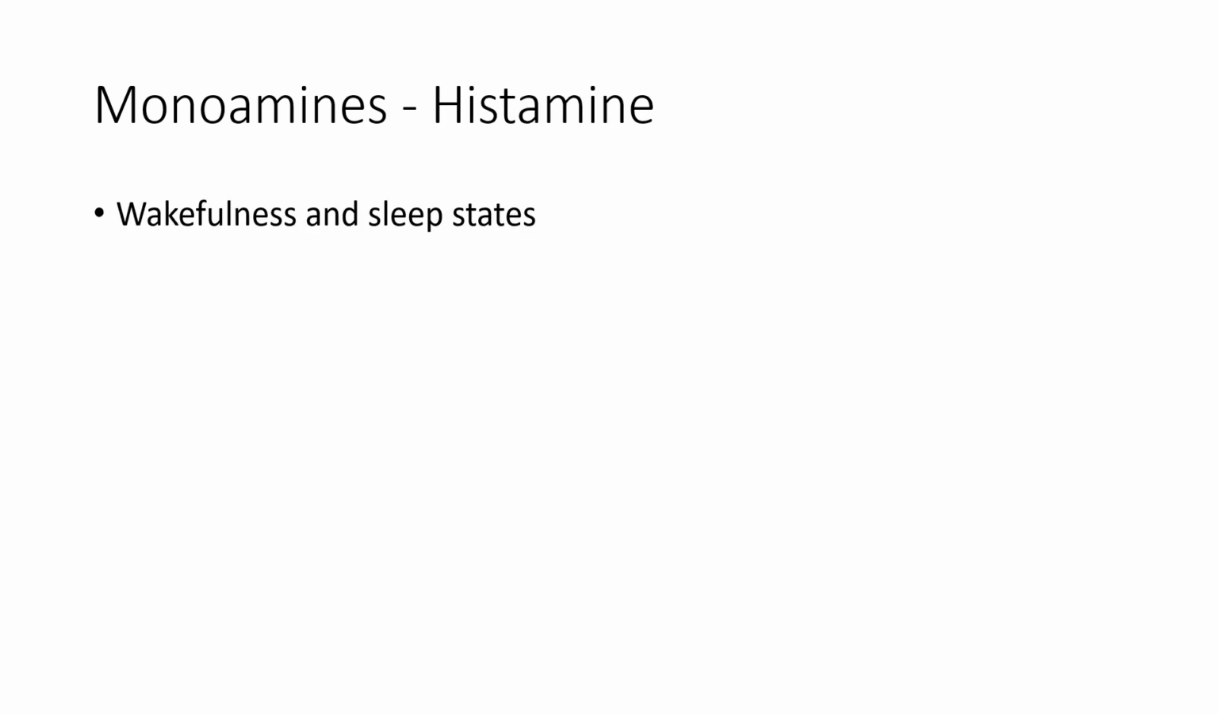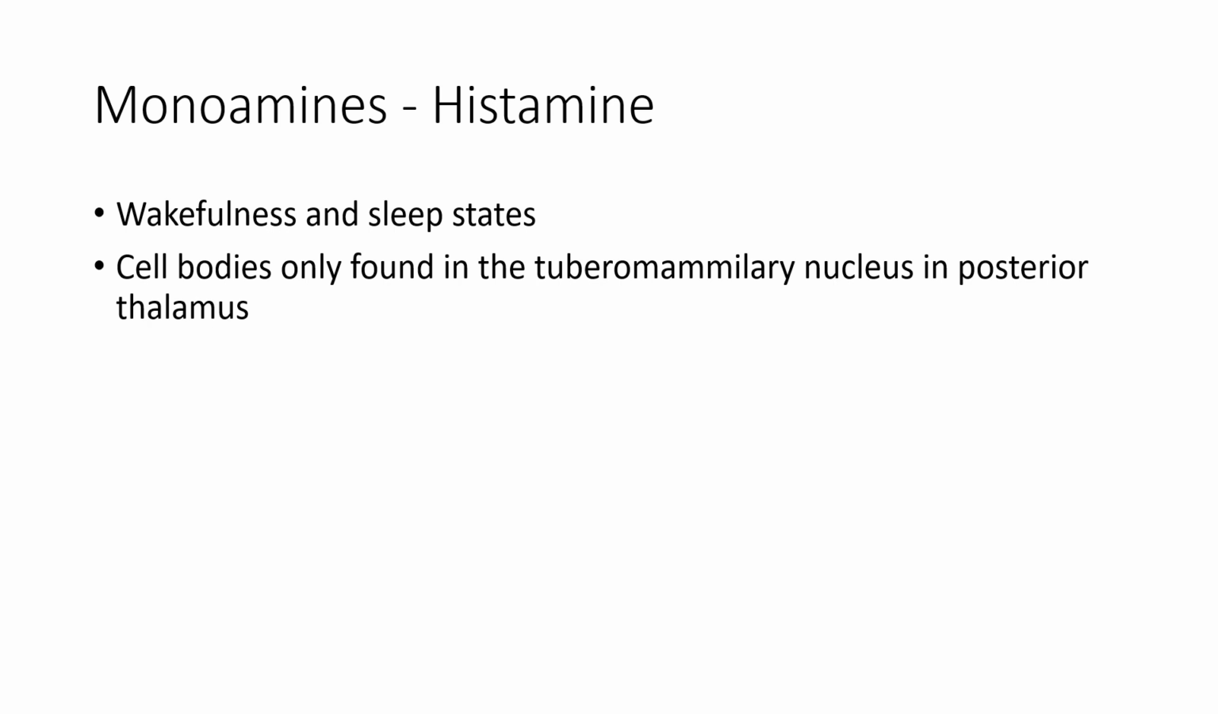So our next monoamine is called histamine. Histamine is highly involved in your wakefulness and sleep states. Cell bodies that are in the histamine system are only found in the posterior thalamus. The cell bodies in this system then project to your cerebral cortex and your brainstem as well, which makes sense because the system is highly related to your sleep states and your wakefulness. So it makes sense that these cell bodies would project into your brainstem.